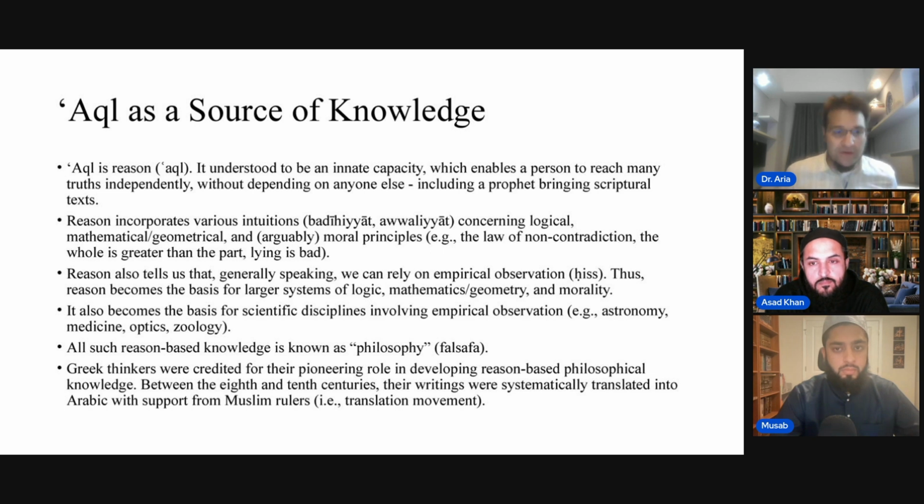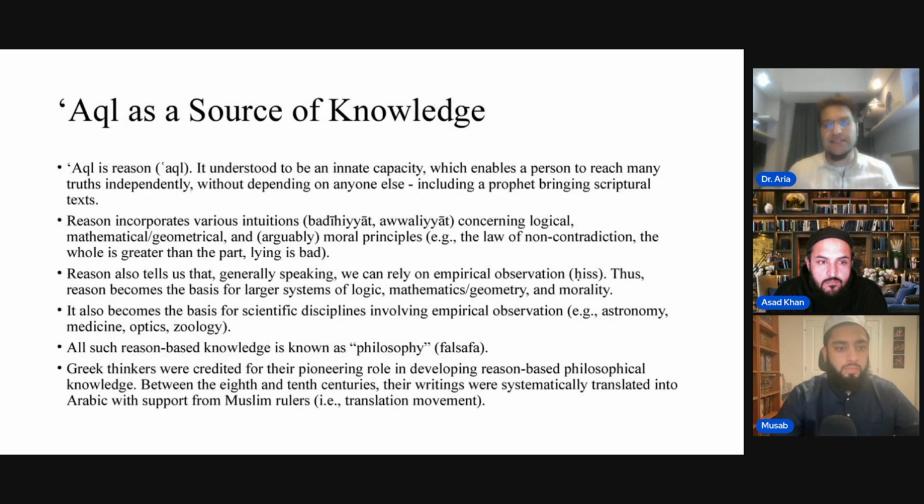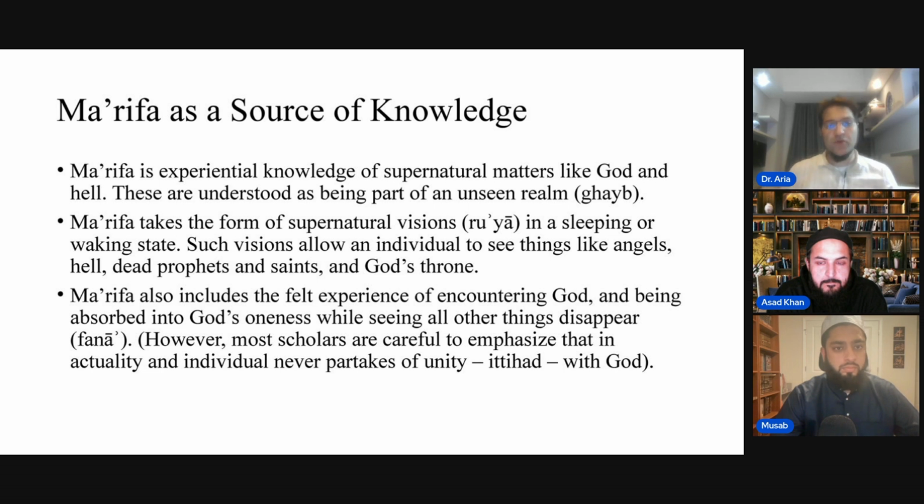And the Greek thinkers are credited and praised for really taking a leading role in developing reason-based philosophical knowledge. And one of the major things that happens between the 8th and the 10th centuries is there is a translation movement associated with the Abbasids and the Darul Hikmah, where they are translating a lot of Greek treatises as well as certain Persian and Indian treatises, forms of knowledge, into the Arabic language, because they say we can benefit from the rational knowledge that is found in these texts.